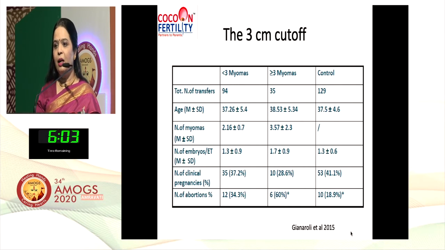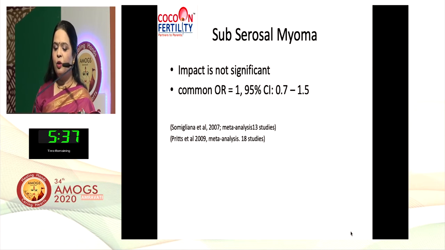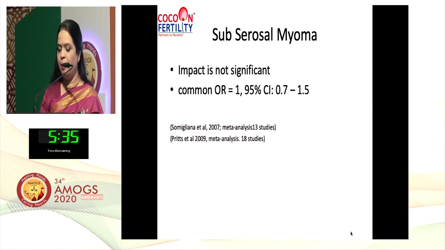So then people thought, okay, 5 centimeters we know, and then less than 3 centimeters becomes the cutoff. Let's take a look at what happens if we take a 3 centimeter cutoff. Obviously, clinical pregnancy rates tend to be lesser if the myoma size is more than 3 centimeters as opposed to less than 3 centimeters, as well as the miscarriages tend to go hand in hand with that. A subserosal myoma, we've already taken a look. The impact is not significant.